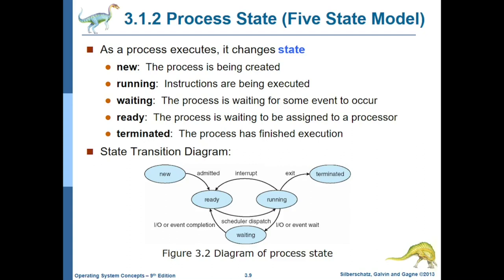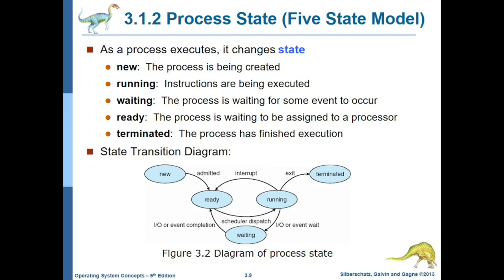The third state is waiting. This means that the process is waiting for some event to occur, such as the input-output operation or signal from another process. For example, when your program is reading data from the file or waiting for user input, it is in the waiting state.